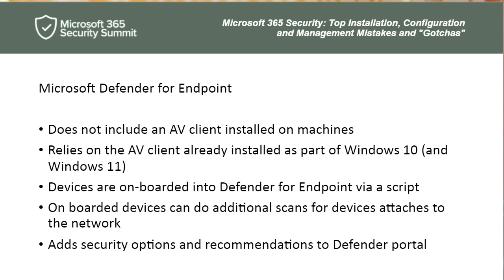Once devices are onboarded into Defender for Endpoint, there is a feature that will allow an onboarded device to scan your network looking for other devices that it may also extend protection to. This mostly applies to network devices, routers, switches, hubs, that sort of thing. There is a list of specific supported devices that can be scanned and recognized on your network from an onboarded workstation that's plugged into that network. You can see that information in the Microsoft documentation. And it does add security options and recommendations to the Defender portal, which we're going to show you a little bit here in a second.